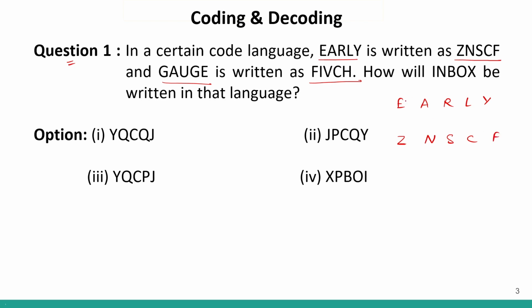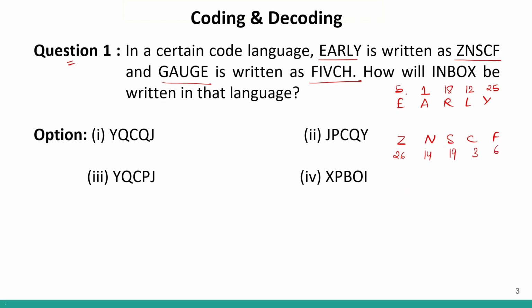Here I am using forward ranks. E's forward rank is 5. A's forward rank is 1. R's forward rank is 18. L's forward rank is 12. And Y's forward rank is 25. Similarly, Z's forward rank is 26. For N, it is 14. For S, it is 19. For C, it is 3. And for F, it is 6.